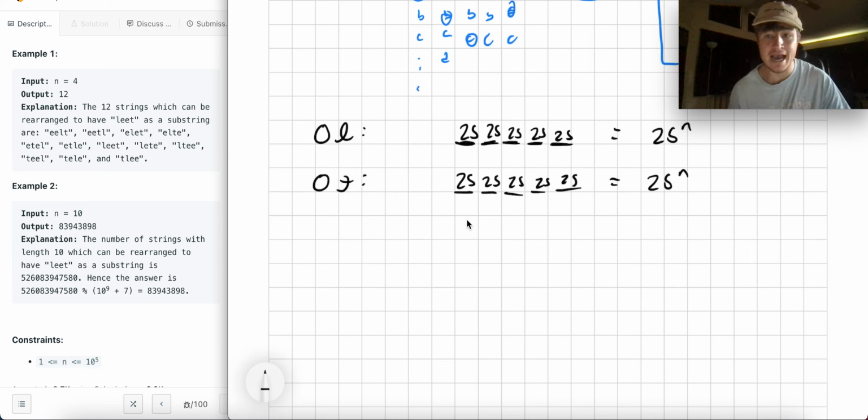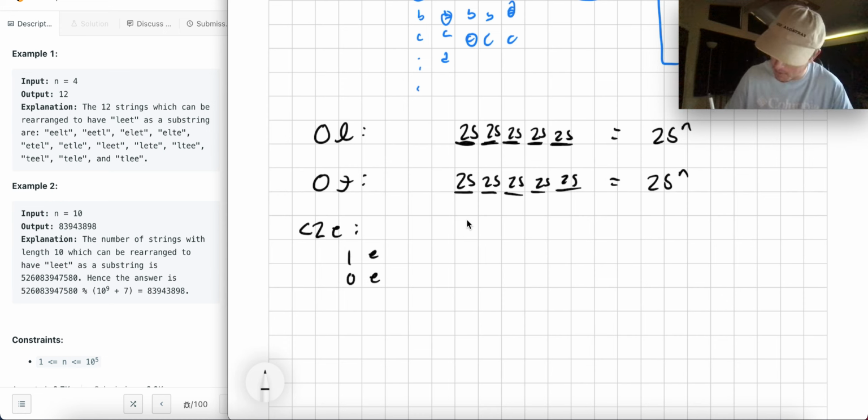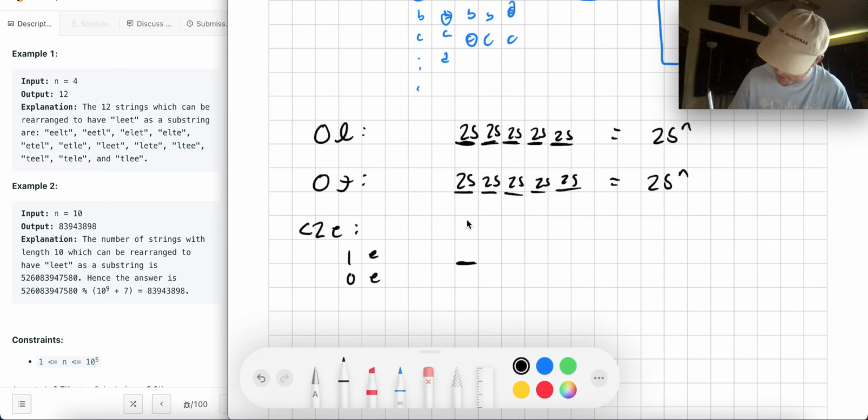And then what about less than 2 E's? Well, less than 2 E's is two things, right? Less than 2 E's can mean I have 1 E or 0 E. So it's the combination of both of those, and those are exclusive events. I either have 1 E or 0 E. What's the sum of those? Well, let's do 0 E first because it's a little bit easier to grasp.